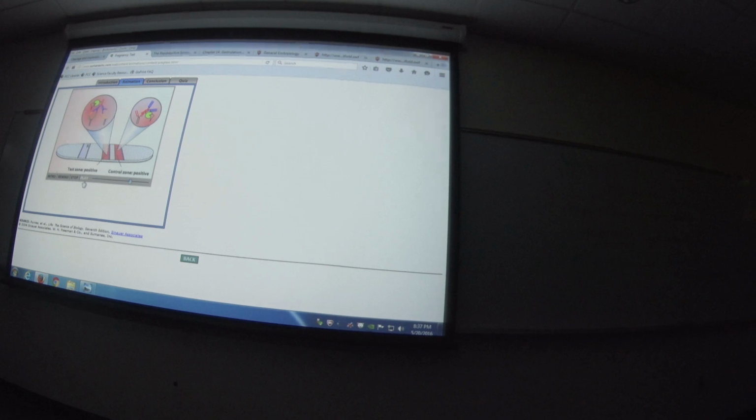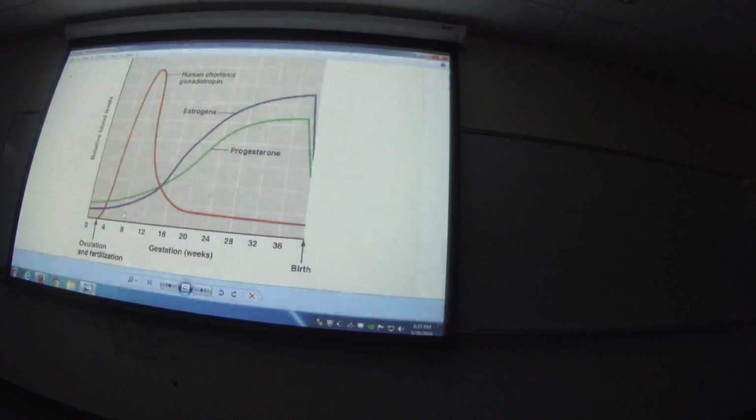Right? So EPT tests for HCG is what you're going to remember the rest of your life. All right. Say that again. EPT tests for HCG. So if we go back to this graph here, last thing we're going to do.